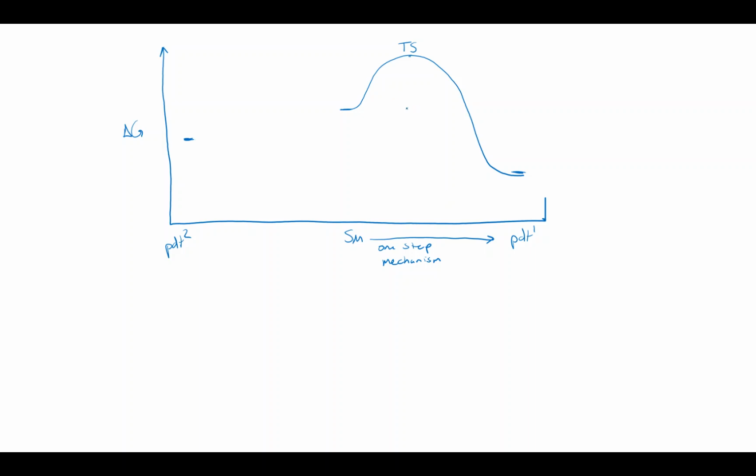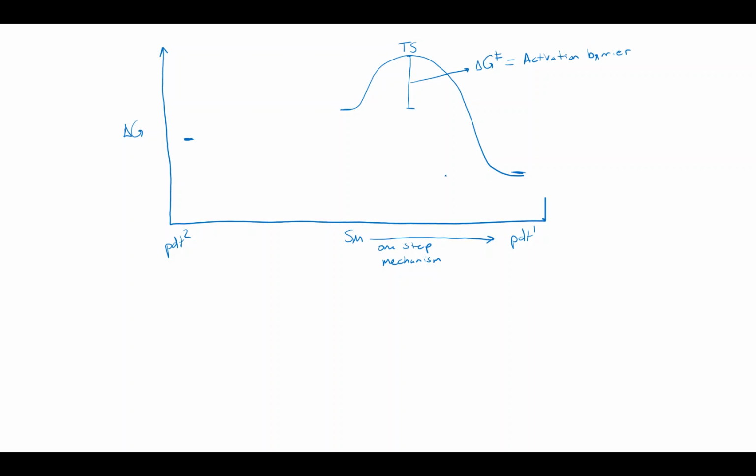We can measure how high that transition state is on our diagram. If we go from here to here, this value is the difference in delta G. We don't write delta delta G, we write delta G double dagger. This is the activation barrier. This is how much energy it takes for this reaction to start, right?